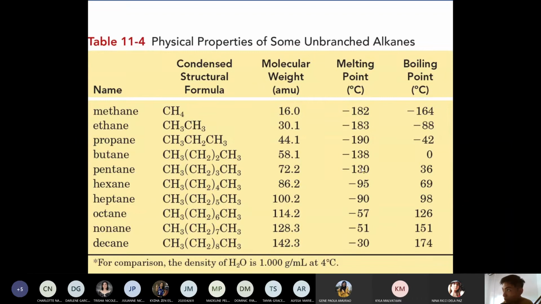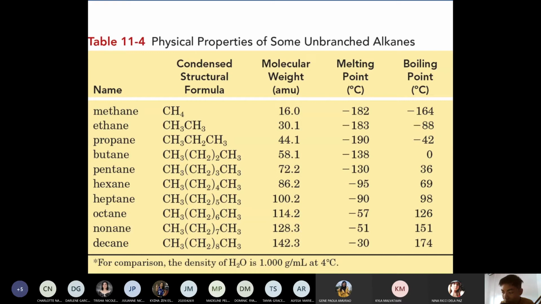So, let's have, for example, methane. The melting point of methane is negative 182 degrees Celsius. Its boiling point is negative 164 degrees Celsius. However, if we increase the number of carbon atoms, for example, octane, so from negative 182 na melting point, it is now negative 57 degrees Celsius. Yung boiling point naman tignan natin. Okay? So for methane, that is negative 164 degrees Celsius. For octane, that is 126 degrees Celsius.